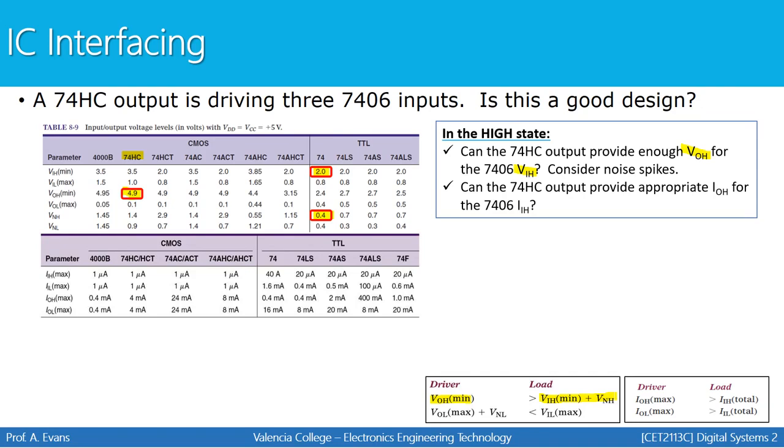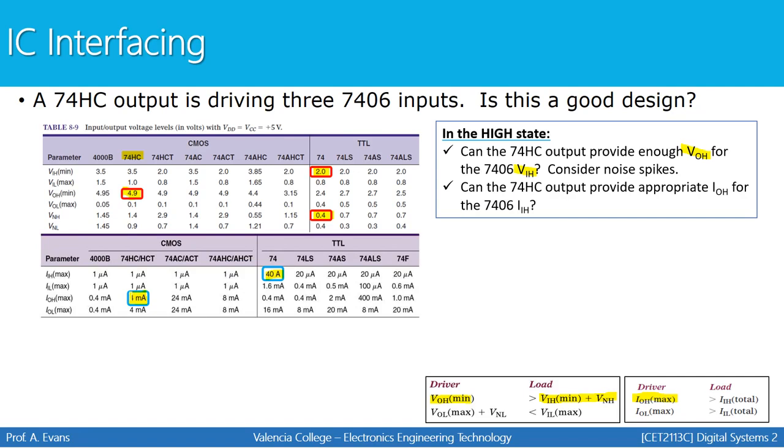No issues there. Next, we're going to look at current compatibility in the high state. So I'm going to be looking at the high level output current of the driver. Is that bigger than the high level output current of the load? In this case, I see an issue. If this 74 really needs 40 amps of current, I'm not going to be able to supply that from the 74HC. It's not going to be enough. That's a potential issue where an interface might be needed.